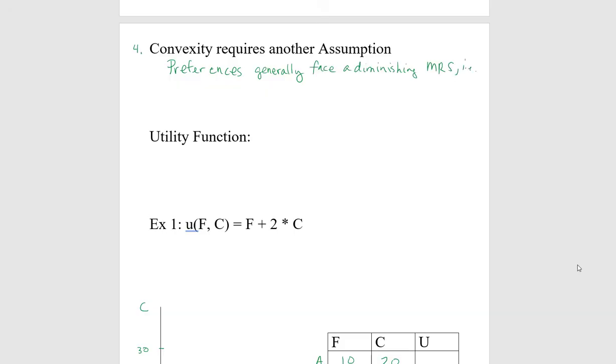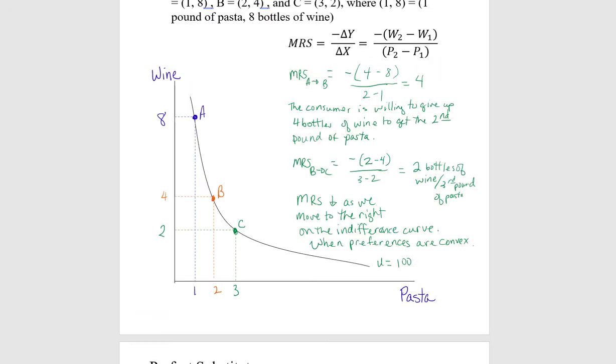That is to say that the marginal rate of substitution goes down as the quantity of X increases. So just as we saw in our picture above, as the consumer got more and more pasta, they were willing to give up less and less wine in order to get that additional unit of pasta.